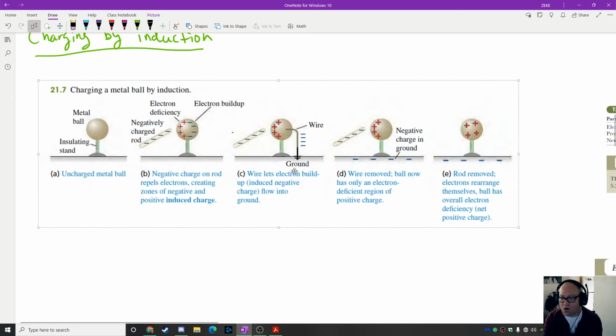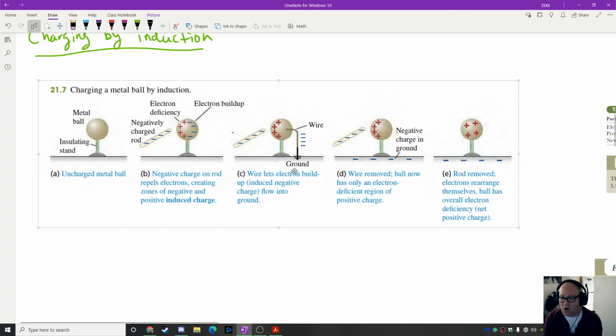And ground literally means earth, right? Because these negatively charged particles are repelled from the negatively charged particles in the rod, they basically need to go as far away as they can. And by introducing this wire, they're no longer contained within the system. They're just going to flow out, okay? The next thing we do is you cut the wire, okay?